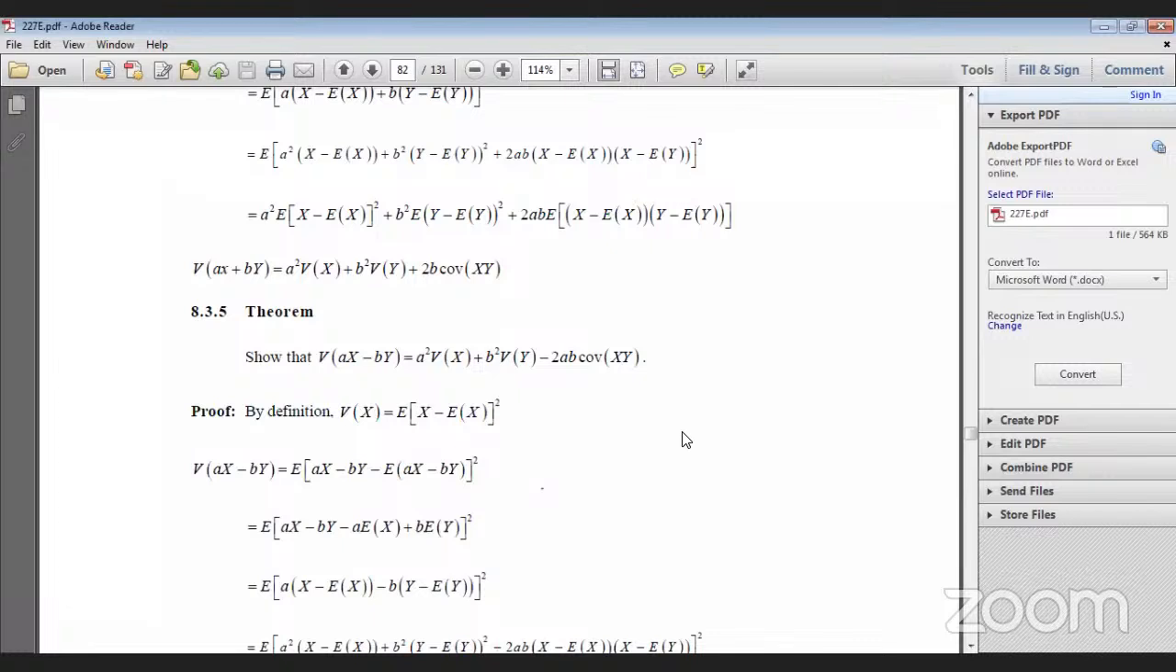Show that V(aX − bY) = a² V(X) + b² V(Y) − 2ab Cov(X,Y). By definition, variance of X is E[(X − E(X))²]. Taking aX − bY, we have E[(aX − bY) − (aE(X) − bE(Y))]², that is, E[a(X − E(X)) − b(Y − E(Y))]².